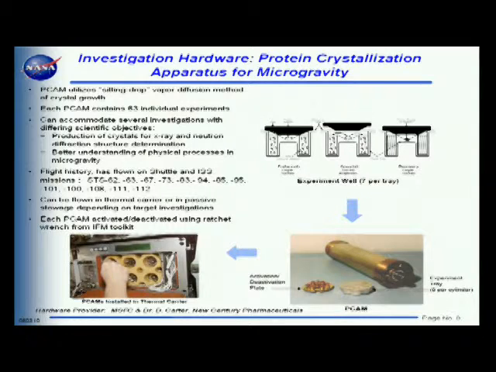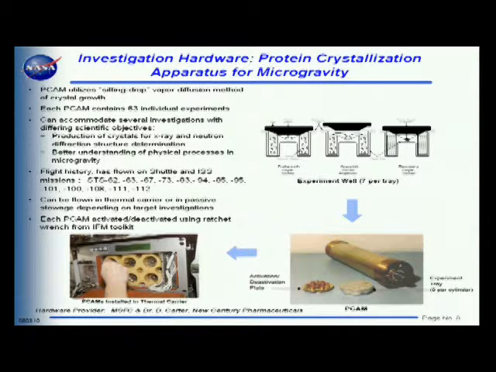Once those are loaded on the ground, there's an elastomer membrane that actually deactivates the experiment. And once you get on orbit, you can see here in the picture of the hand, it's just like a ratchet wrench. You turn that and it activates all 63 experiments at one time by removing the membrane.